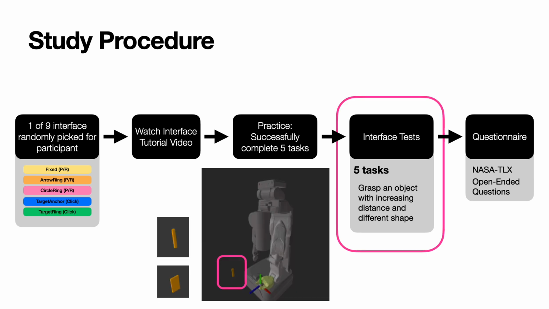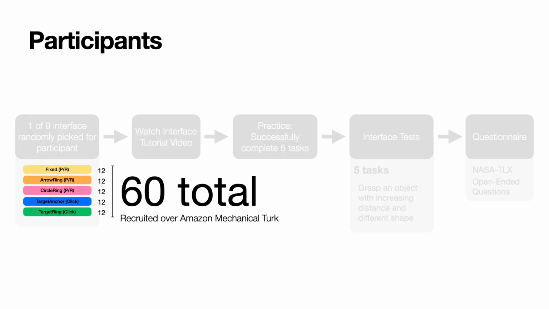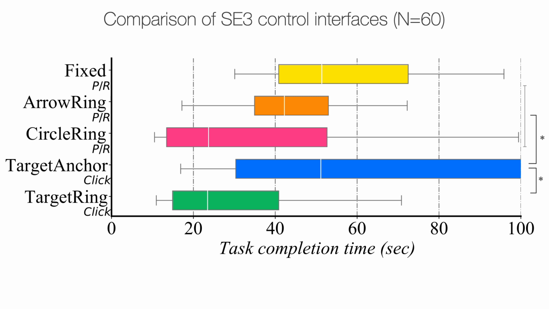The task is simply to move the robot's end effector to a pose where it can grasp the target object. The study includes 5 tasks with increasing difficulty, involving 2 different objects placed at different poses. We again recruited participants over Amazon Mechanical Turk. This time, we had 12 participants per condition, with a total of 60 across the 5 conditions.